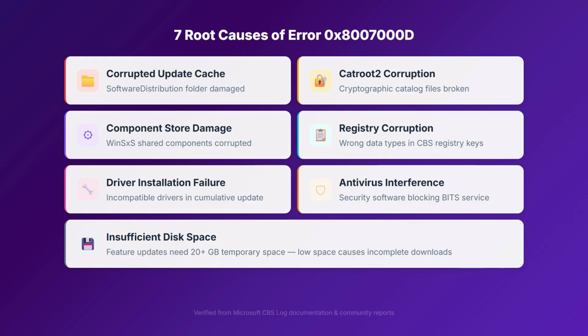Now let's look at what actually causes this error. There are 7 main culprits: a corrupted update cache in the software distribution folder, broken cryptographic files in the catroot2 folder, a damaged Windows component store, registry corruption from a failed update, incompatible drivers bundled with the cumulative update, third-party antivirus software blocking the update process, and finally, insufficient disk space causing incomplete downloads.